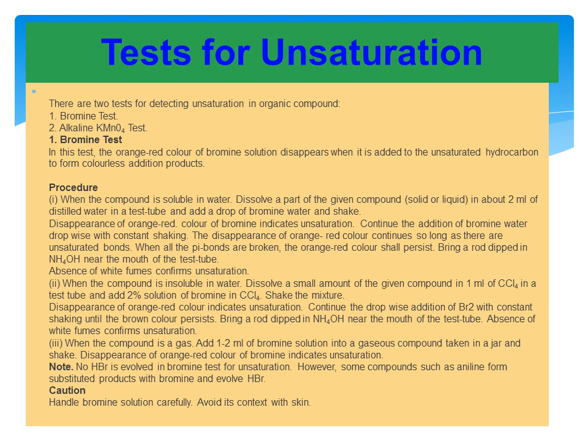Bring a rod dipped in ammonium hydroxide near the mouth of the test tube, and the absence of white fumes confirms unsaturation. The important thing is that we are using ammonium hydroxide, because if there is a presence of chloride or something like that, it gives you ammonium chloride and those white fumes will be there. So if the white fumes are there, it means it is saturated, and the absence of white fumes confirms that it is an unsaturated compound.